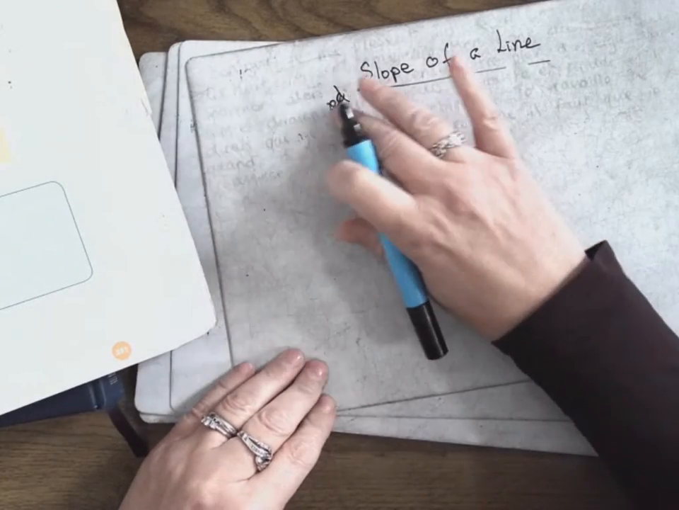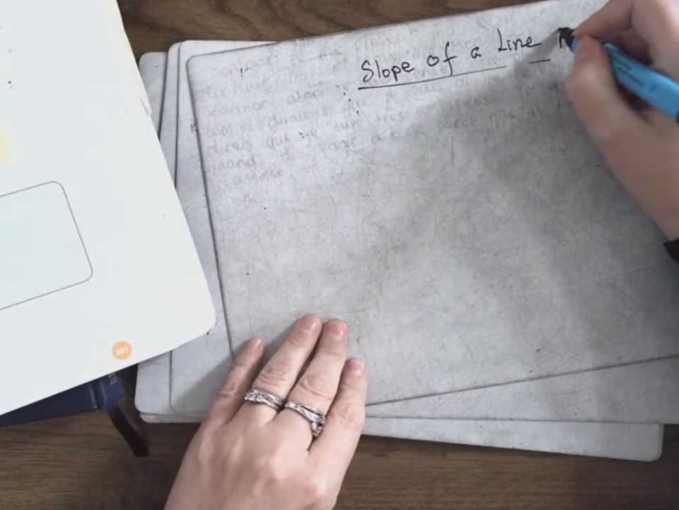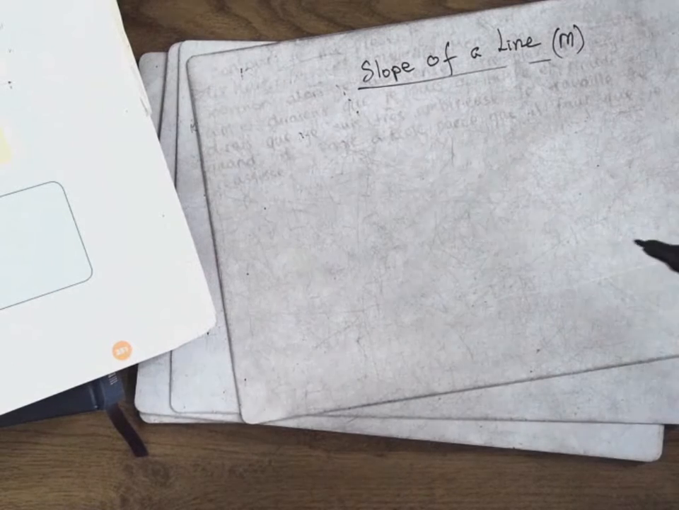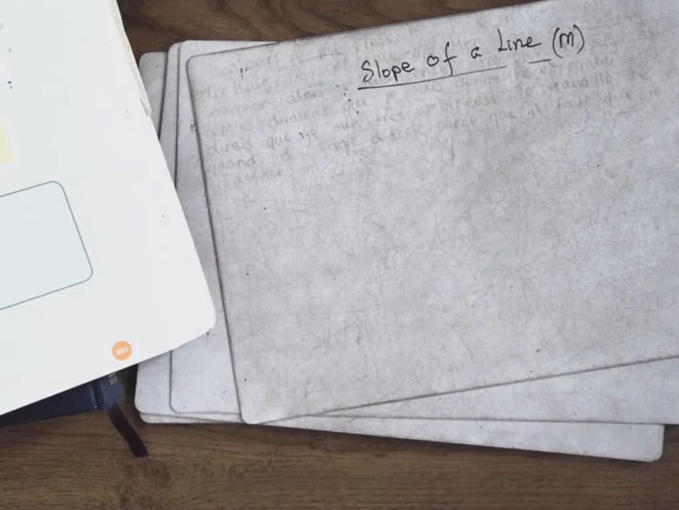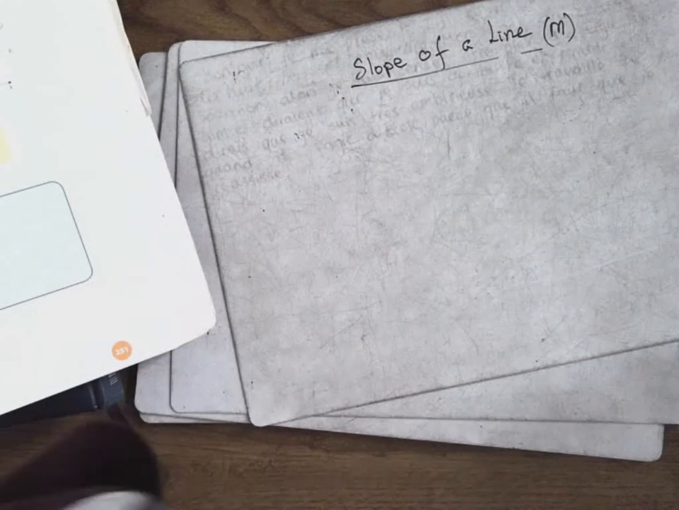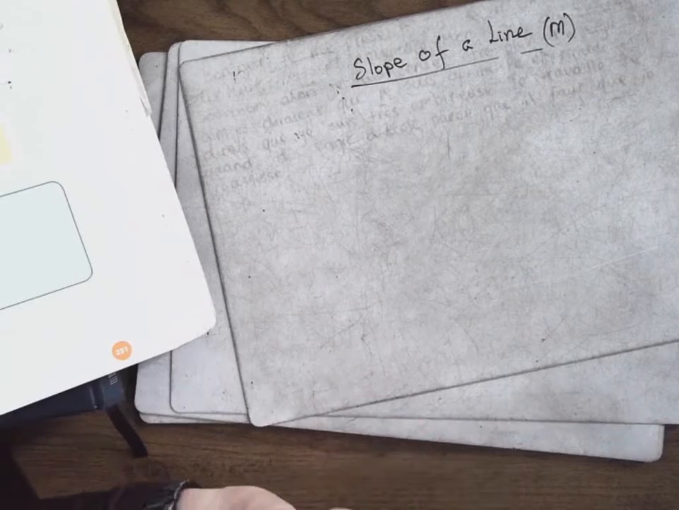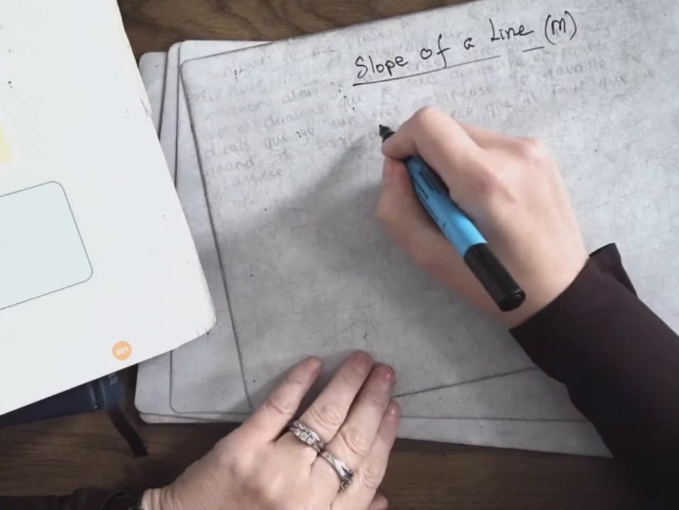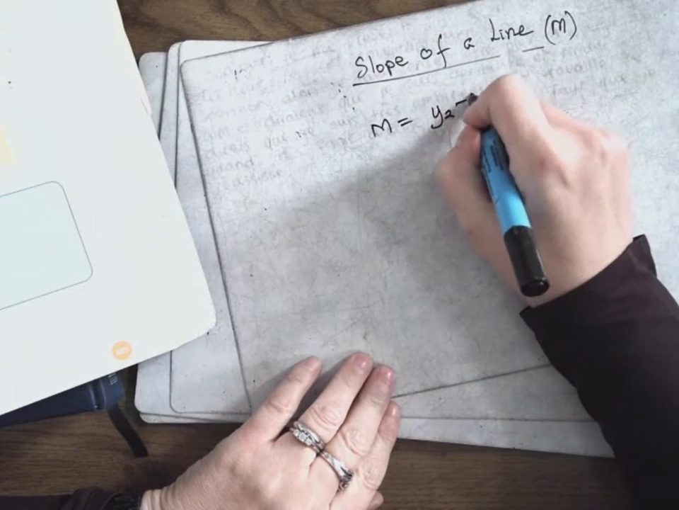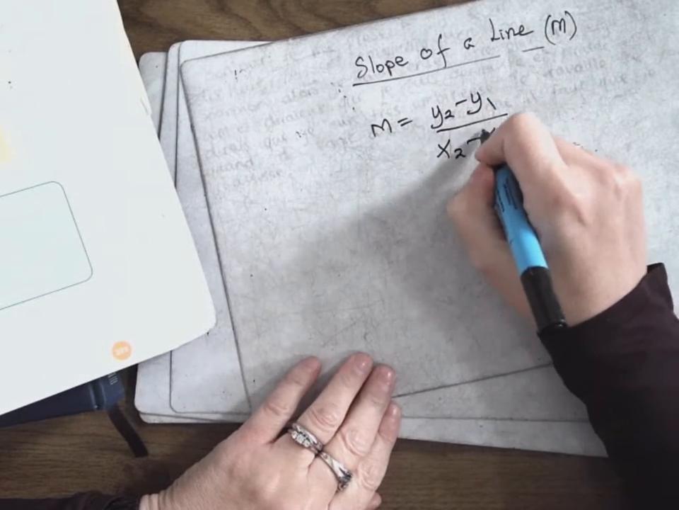Now, slope is the only one that has a letter to represent it. The slope of a line is represented by the letter M. It's the only one that has a letter. Distance, no letter. Midpoint, no letter. M, very confusing because M is for midpoint, but no, it's slope. So they call the slope M. The slope of a line is given by y2 minus y1 all over x2 minus x1.